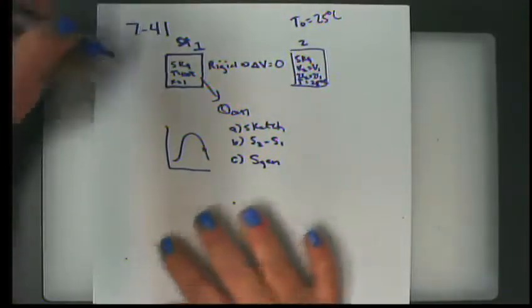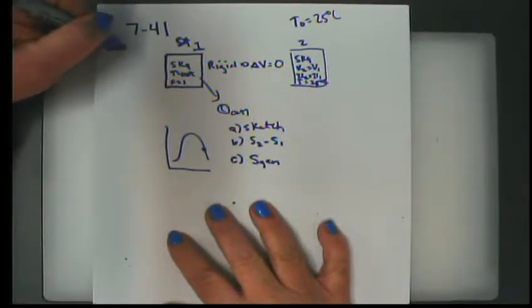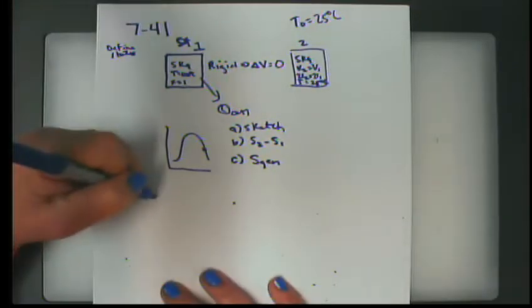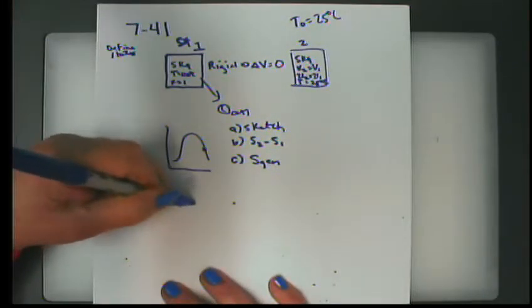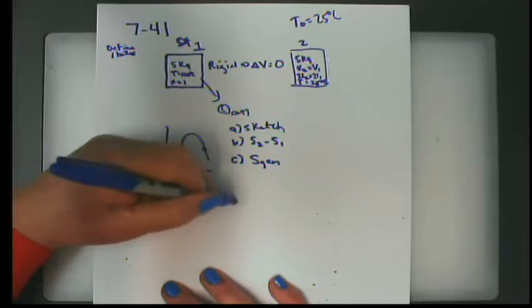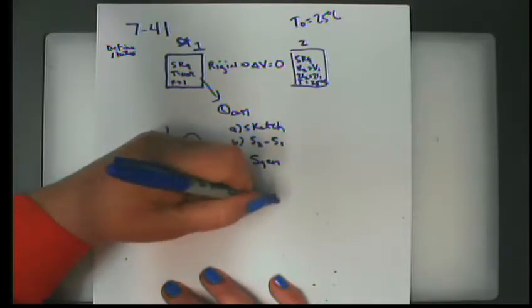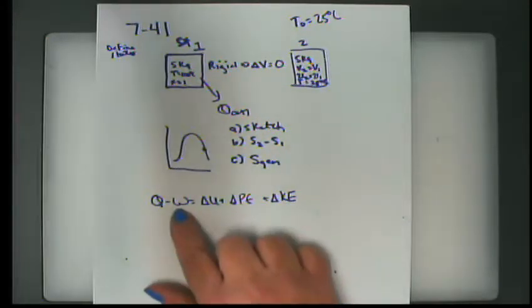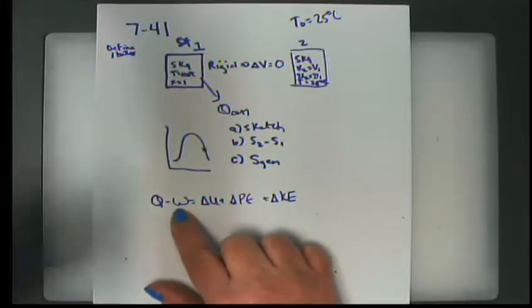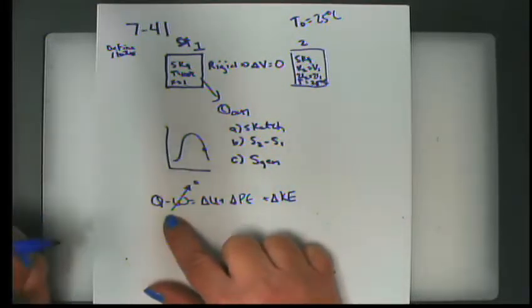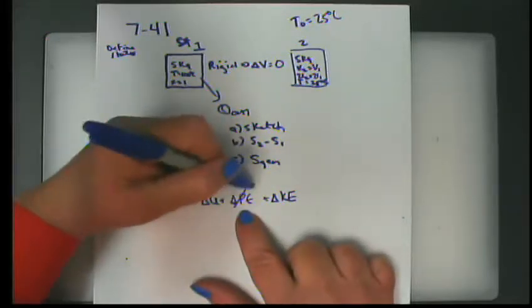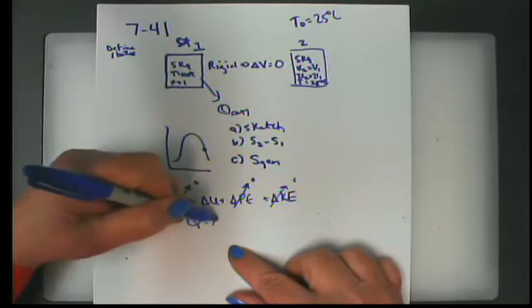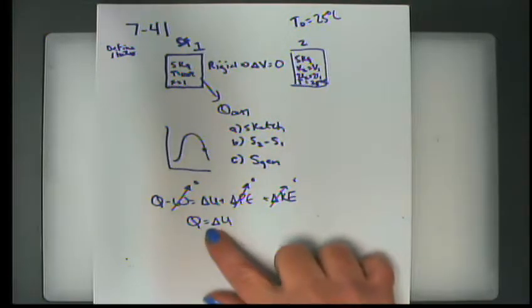Well, the first thing we have to do is define the states, just like we always have. We have to write out the first law of thermodynamics. Q minus W equals delta U plus delta PE plus delta KE. It's a rigid tank. That means that the integral of PdV is equal to 0, so work is equal to 0. There is no particular change in potential or kinetic energy. So the first law just reduces to the idea that Q is equal to delta U.